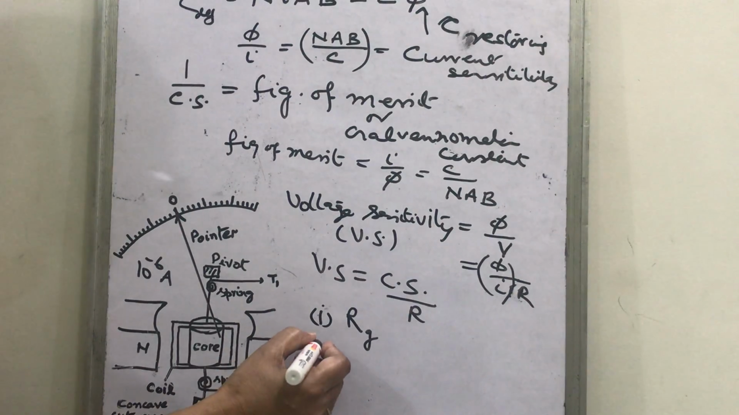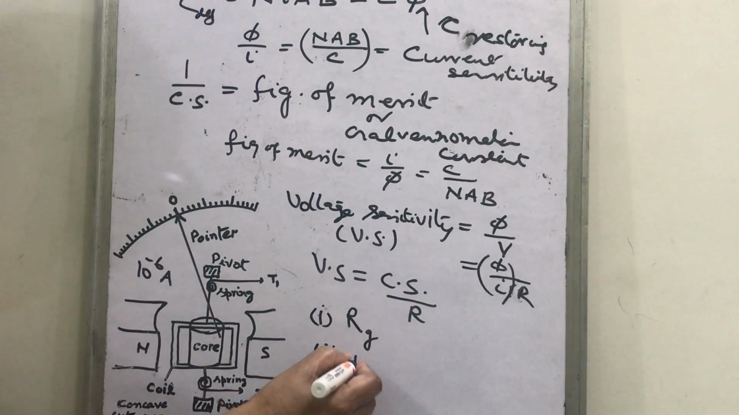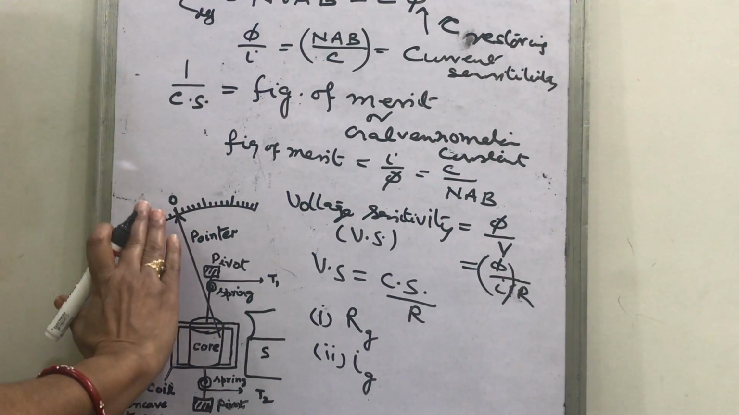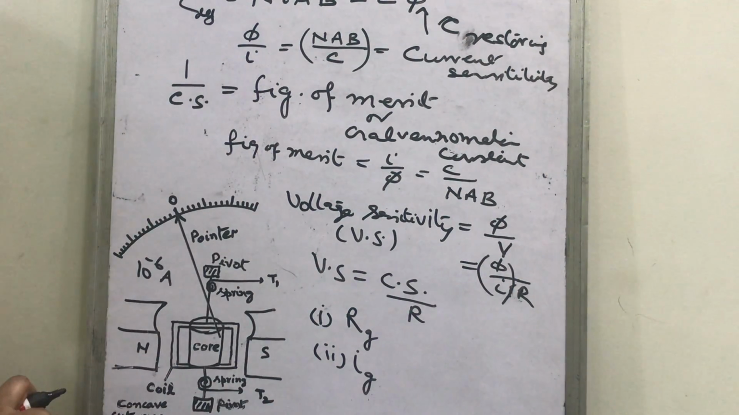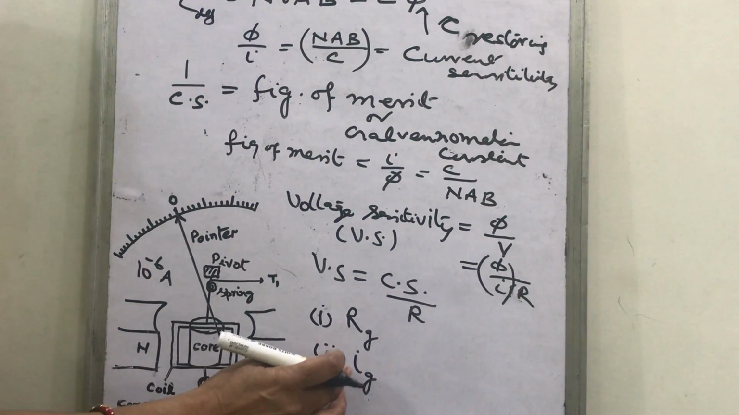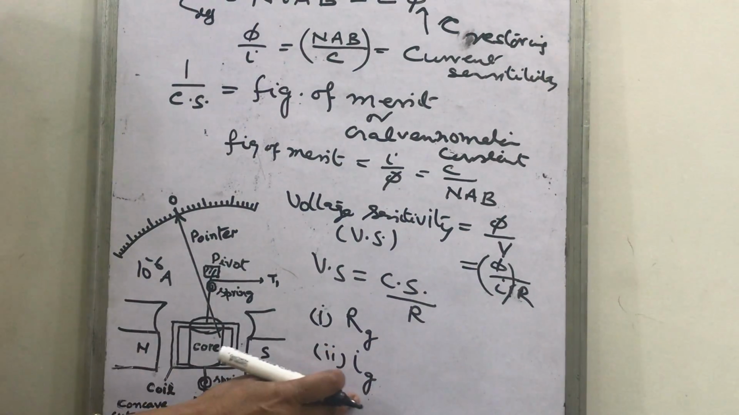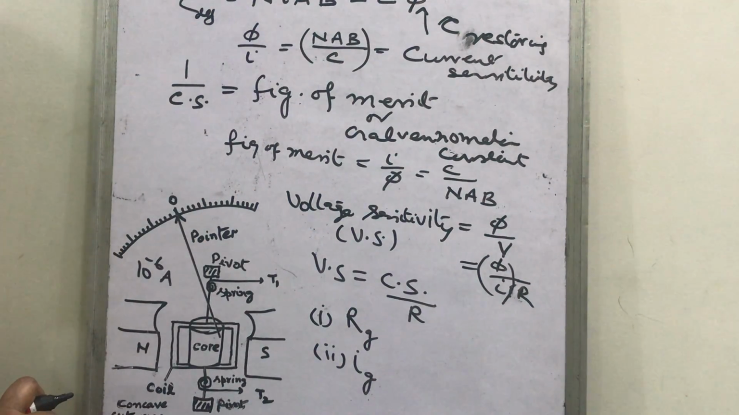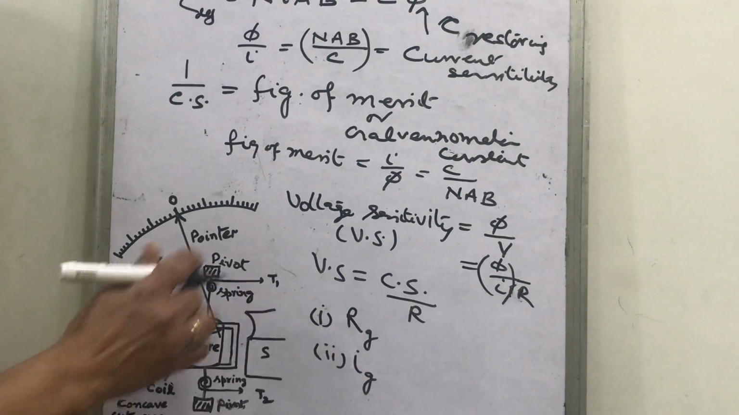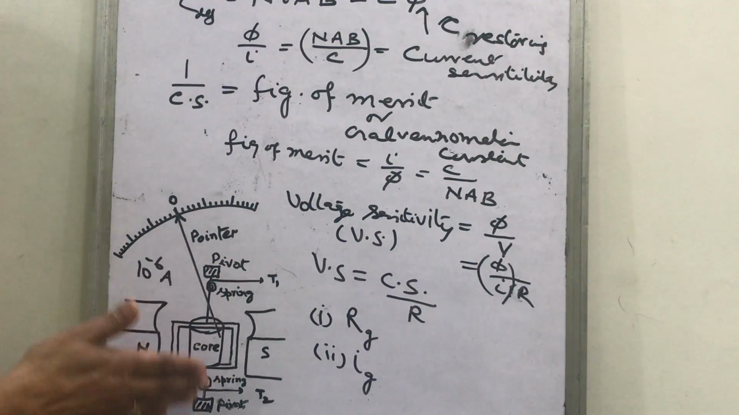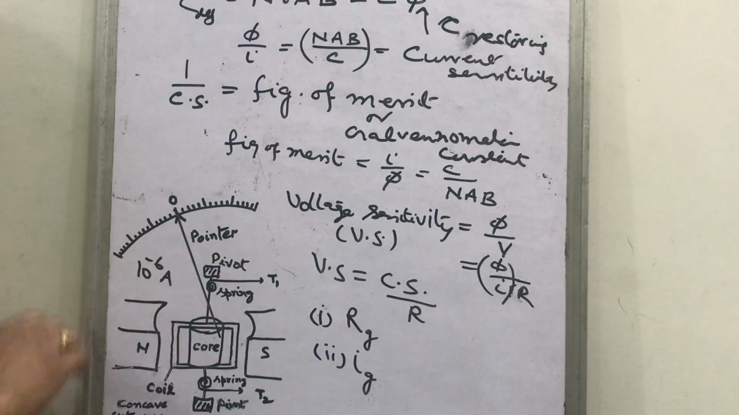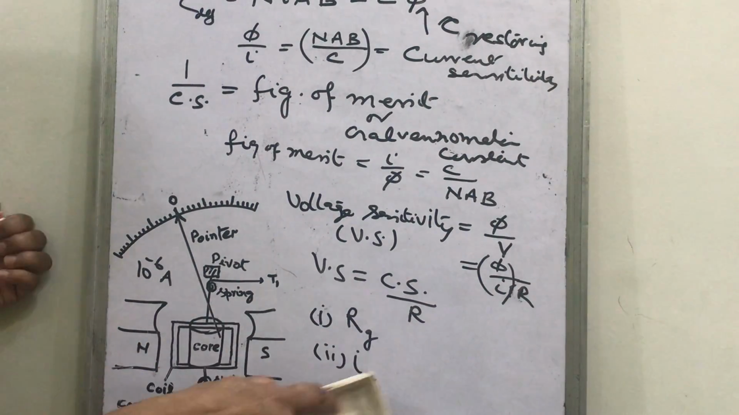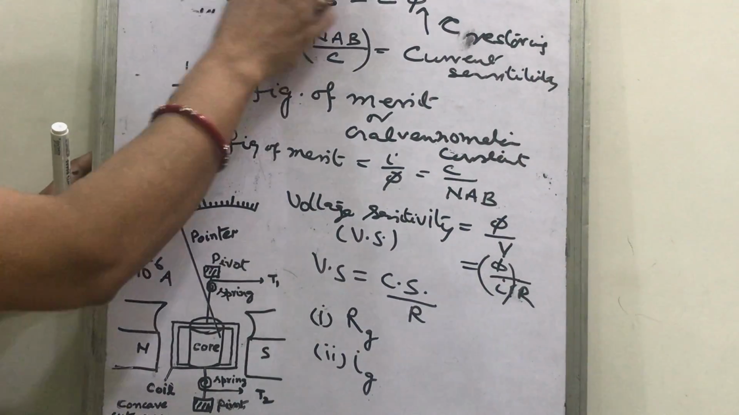And second thing, Ig. What is Ig? The current for full scale deflection in the galvanometer. You know the suffix G is for galvanometer. Which current? That which produces full scale deflection in the galvanometer. We should know these two things before converting a galvanometer into an ammeter and voltmeter. So this is the resistance of the coil and this is the current for full scale deflection.